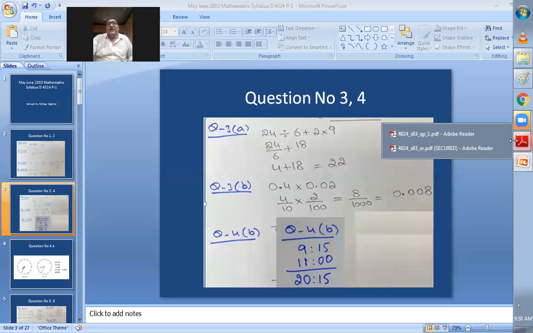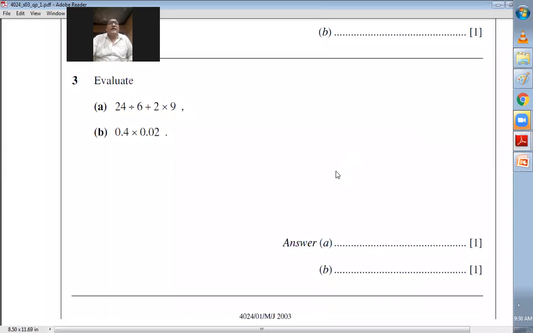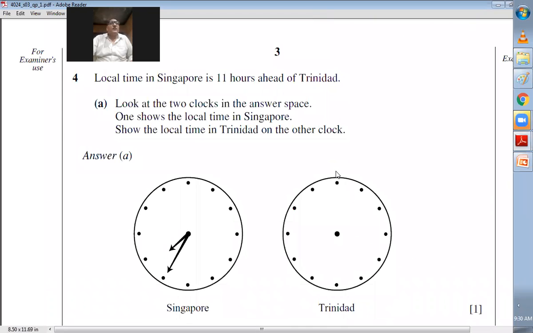Let's move to the next part, question number 4, and here we go. Question number 4 showing up on your screen. Local time in the Singapore is 11 hours ahead of the Trinidad. Look at the 2 clocks in the answer space. One shows the local time in the Singapore and the other clock shows the local time in the Trinidad.